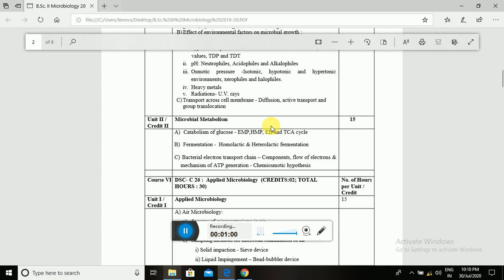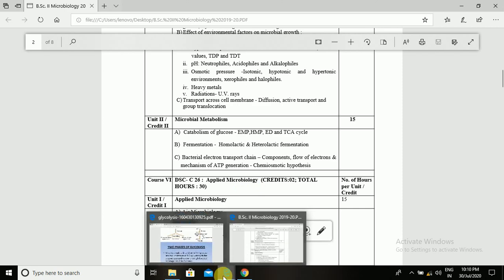So let me introduce the first one, point A, that is catabolism of glucose. The catabolism or breakdown of glucose is carried out in 4 different ways. First of all, EMP, HMP, ED, and TCA cycle. So in the first lecture, let's do a detailed study of the EMP path or glycolysis.